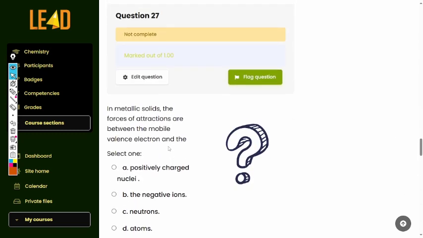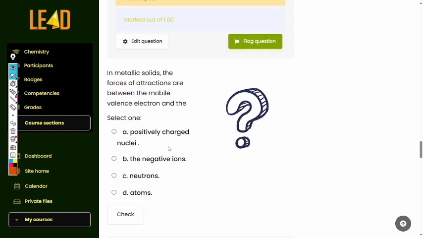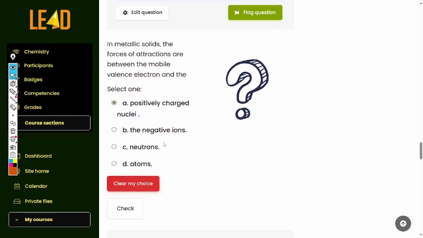Okay, in metallic solids, forces of attraction are between the mobile valence electrons and the kernel. So the negative valence electron is attracted to the positive nucleus of that metal atom, and that's why you have a metallic bond. So it's attracted to the positively charged nuclei.